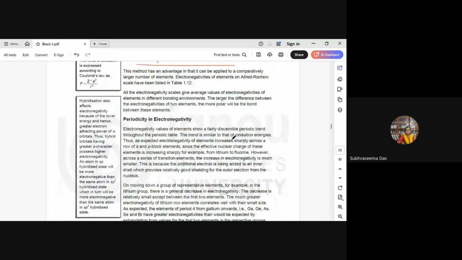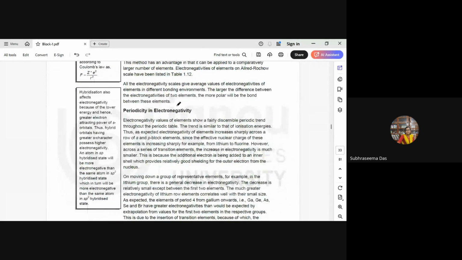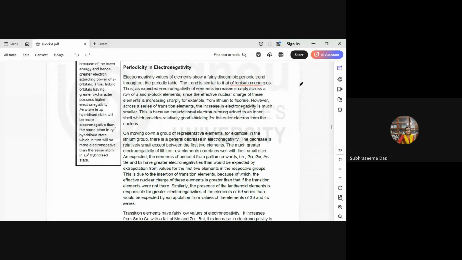In Table 1.12, the various electronegativities, including the Allred-Rochow electronegativity, have been shown. All the electronegativity scales give average values of electronegativities of the elements in different bonding environments. The larger the difference between the electronegativities of two elements, the more polar we can conclude the bond is between these two elements. Coming to the periodicity in electronegativity, the values show a fairly discernible periodic trend throughout the periodic table. It is mostly similar to that of the ionization energy.